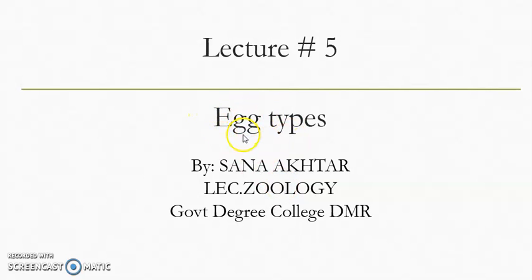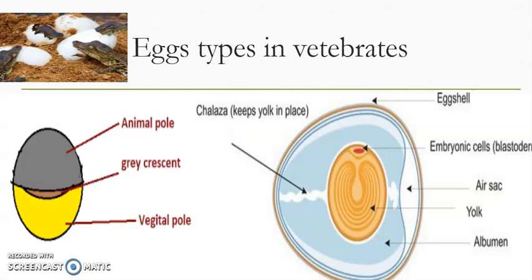Assalamualaikum. Today we are discussing the types of eggs in different vertebrates. There are five classes of vertebrates: fishes, amphibians, reptiles, birds, and mammals.